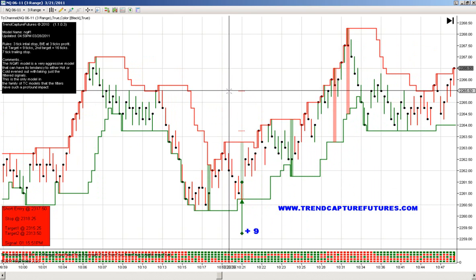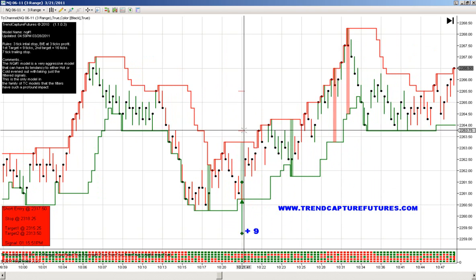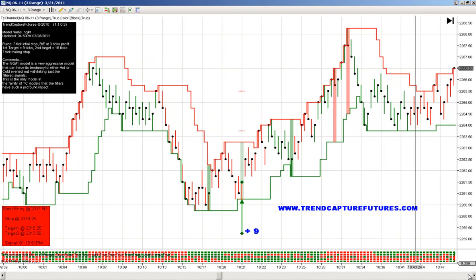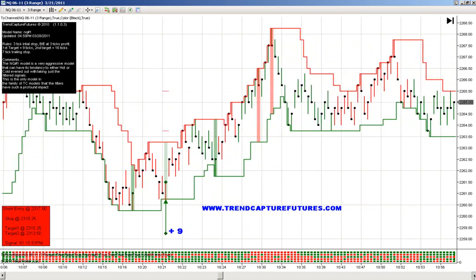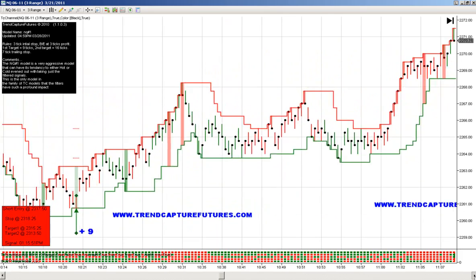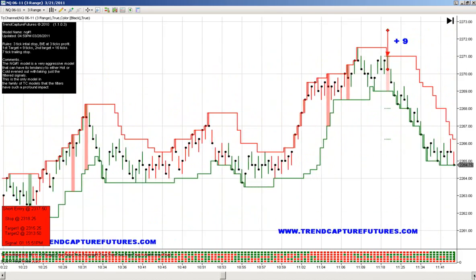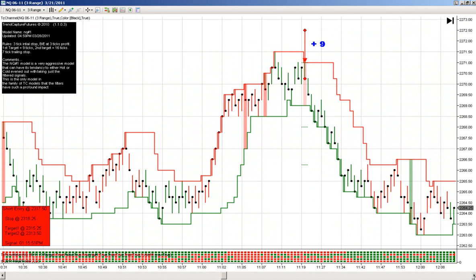This is the more aggressive target up here, but we're going to base these all on the conservative targets because that's typically where I get out. So that was good for 9 ticks. And then the next signal we had was right here. That was a short, and that was good for 9 ticks. You can see it completely fell out of bed.